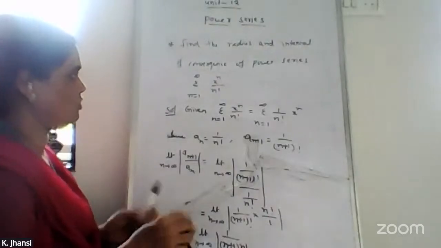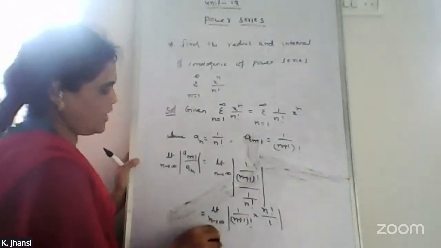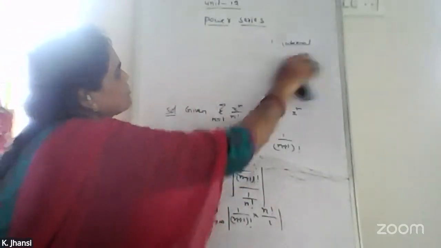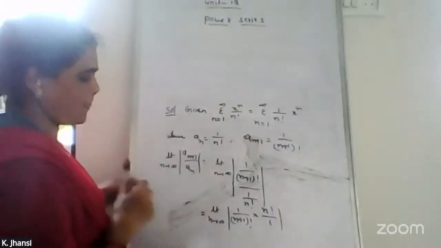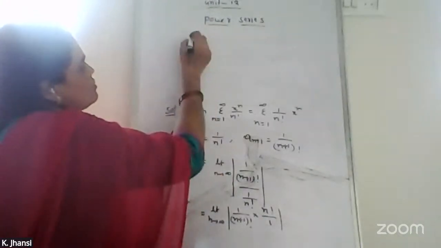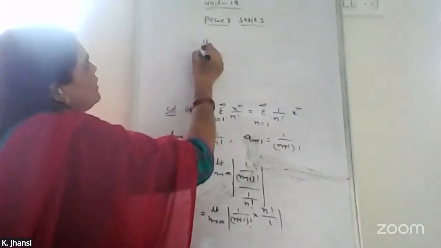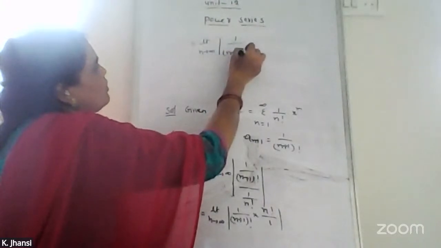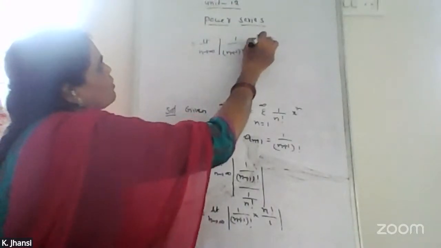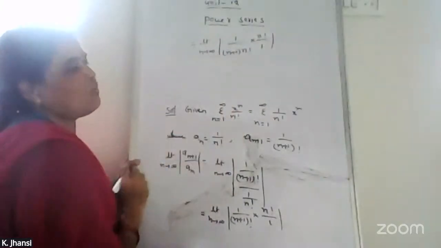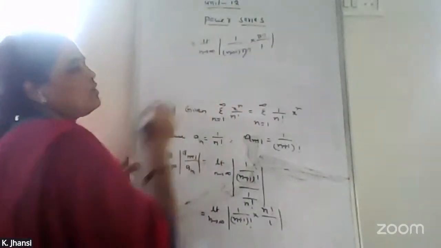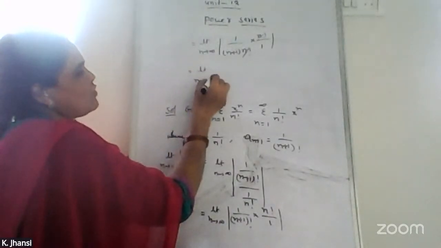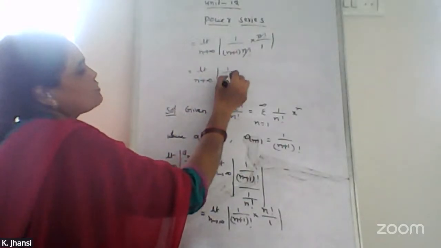Down you are unable to see. Oh, so this one I will write above. So it is equals to limit n tends to infinity 1 by n plus 1 into n factorial into n factorial by 1. Okay. So this n factorial and n factorial both will get cancelled. So you will get it as limit n tends to infinity 1 by n plus 1.